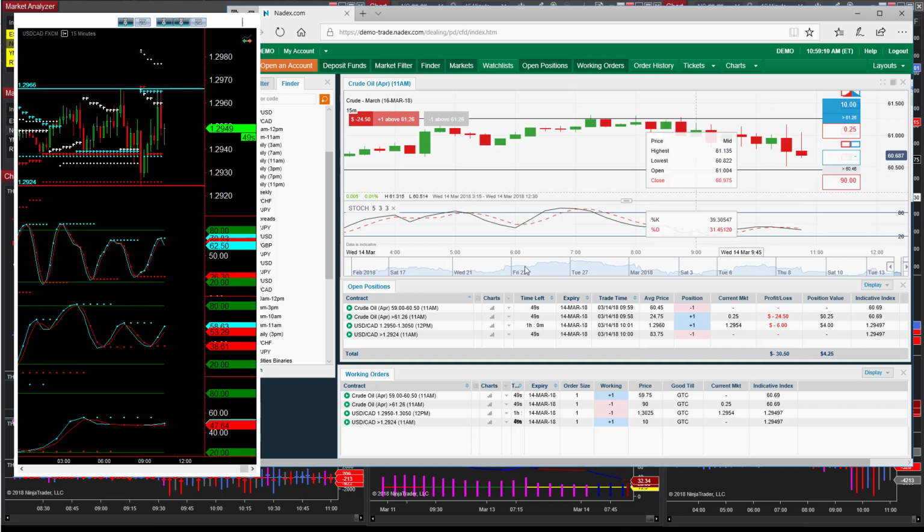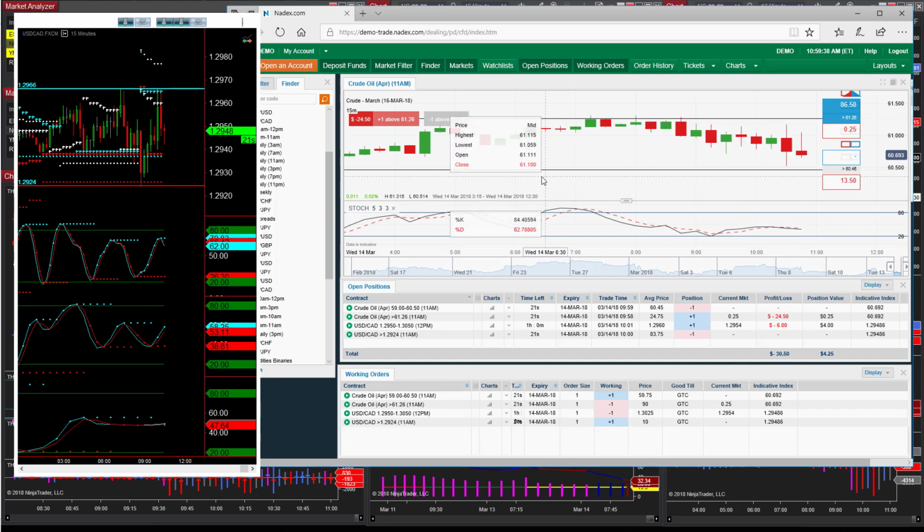There is always the potential that this will go up above the 60 area, which is where we entered. Would it make a lot of money for us? No, but could it recoup some of the losses that we had? Sure. And remember, your losses here are not astronomical. They're very, very small. Very easy to recoup.